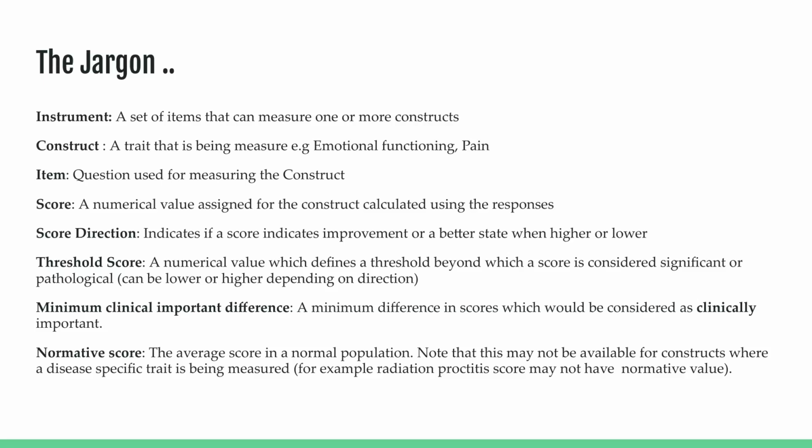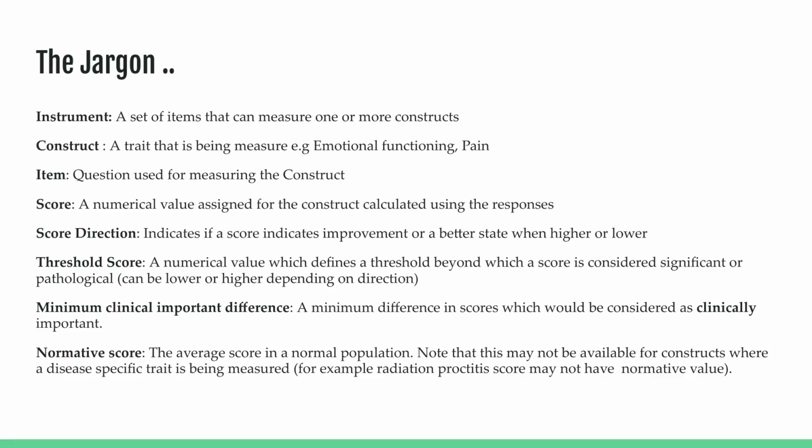An item is basically a question which is used to measure the construct. A construct can have one or more items, and a score is basically a numerical value which is assigned for the construct, and that is calculated using the responses provided to the items. The score direction indicates if it improves, that indicates a better state, or vice versa. In certain patient reported outcome measures, we have threshold scores which are numerical values beyond which a score will be considered as clinically significant or pathological. These will be typically useful when you have disease specific symptom scores being measured.